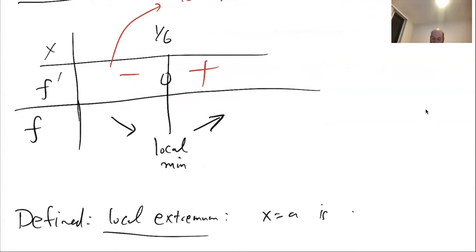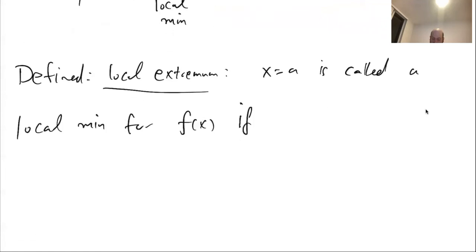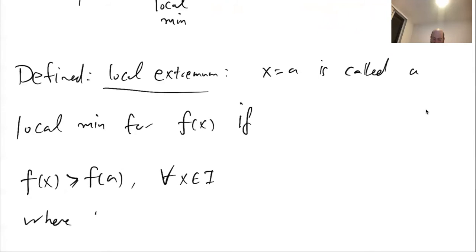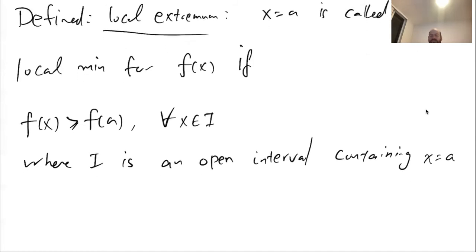So x equals a is called a local minimum for f of x if f of x is bigger than or equal to f of a for every x in I, where I is an open interval containing x equals a. So first of all, if x equals a wants to be a local minimum for f, f must be defined on both sides of a. So f must be defined on an open interval containing a.